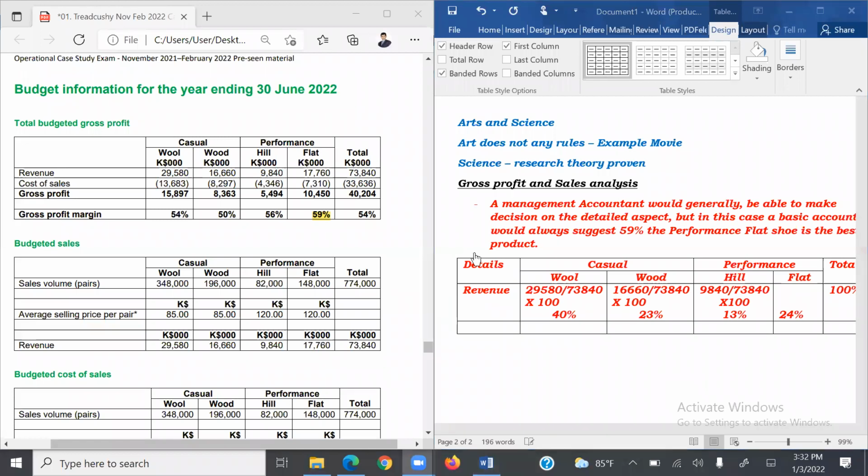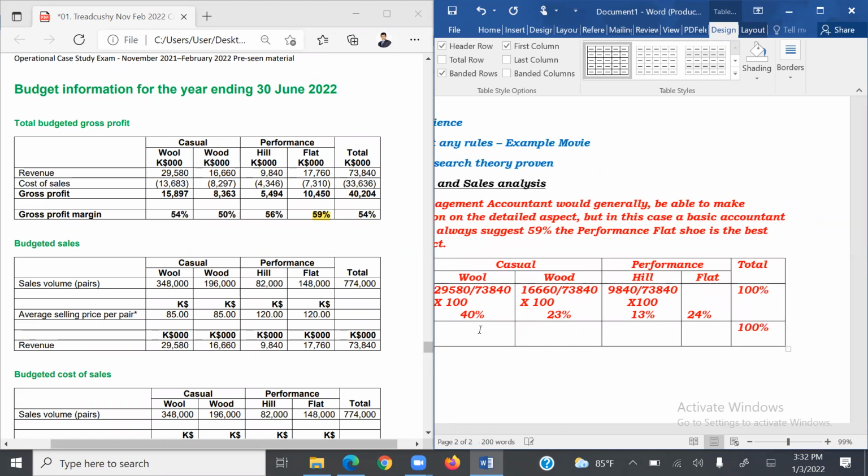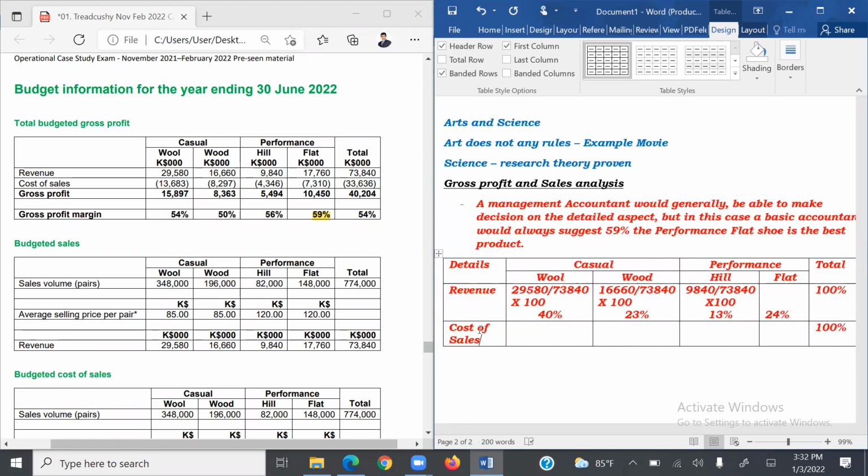Yes, sir. Excellent. Let's do it for the cost of sales. So again, I'll go with the total as 100%. In the cost of sales, if you observe 13,683, you need to divide it by 33,636 and multiply it by 100. So let's get the answer, students.